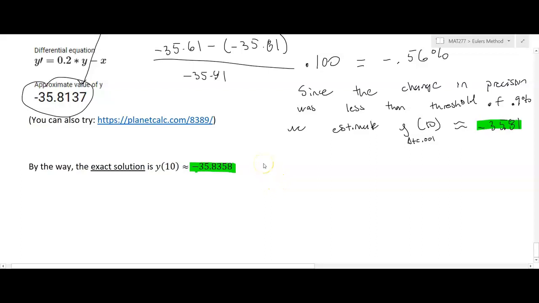There are other better methods than Euler's. There's something called improved Euler's and the Runge-Kutta method. We will take a look at those in the next lesson.